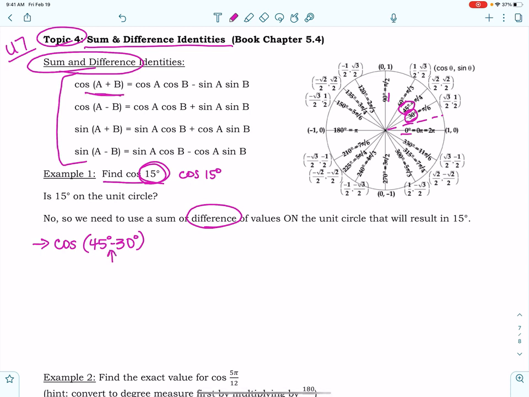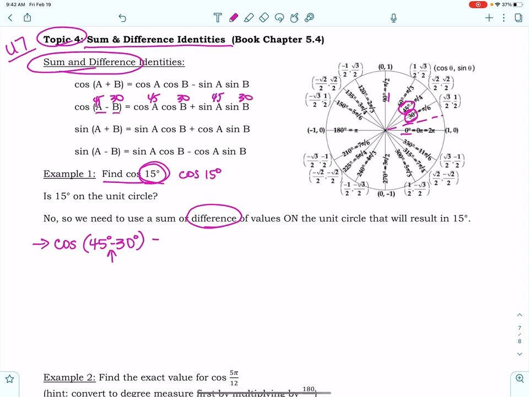So I'm using this difference identity, cosine A minus B. I put 45 first because 45 minus 30 gives me 15. So the A in the identity represents this value and this value. Whichever one's first, that's how it occurs. So because I'm using cosine of 45 minus 30, I want you to see something here. I'm using 45 and 30, so that means that's going to be 45, that's 30, that's 45, that's 30, because A is 45 and B is 30.